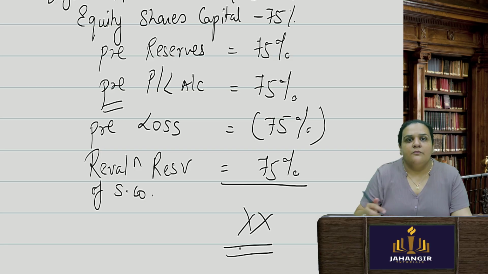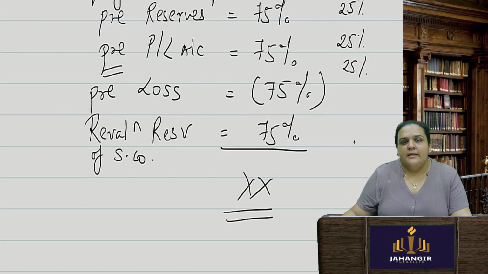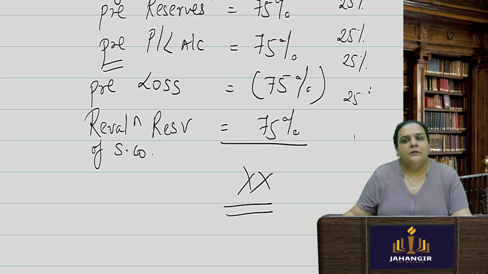So when I want to calculate minority interest, I will take the balance 25% here. Everything at 25%. But there is one more additional thing which we will take to the minority interest.